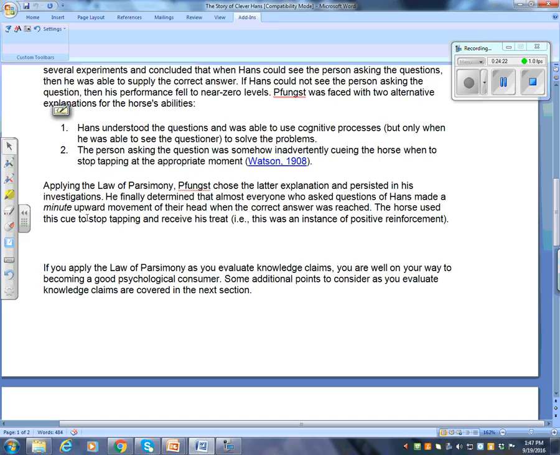When the answer was correct, the person's head went like this, and their eyebrows went up like this, and their eyes got really big. It wasn't quite that obvious. And the horse was pretty smart and recognized that when the person does that, I should stop and I get a sugar cube or an apple or something nice, right? Pretty smart horse. Doing math? No, just reading body language.